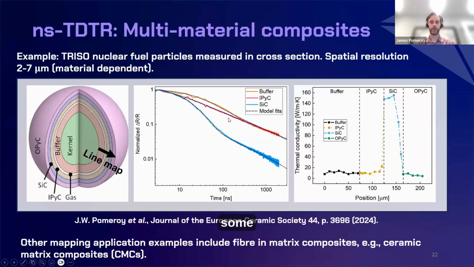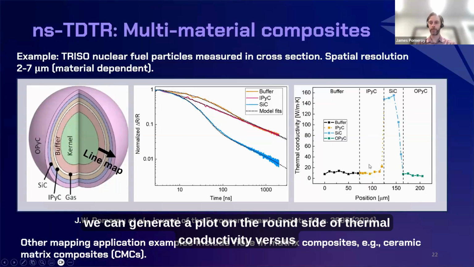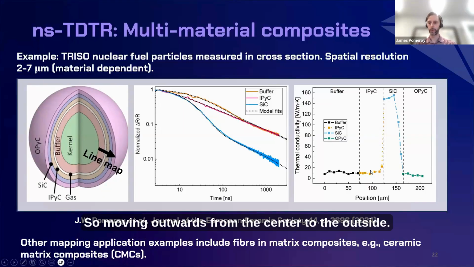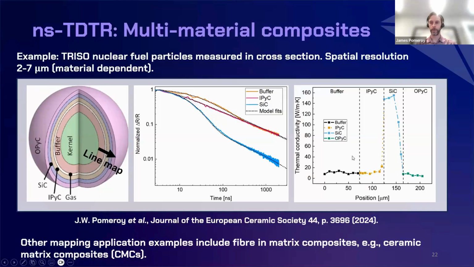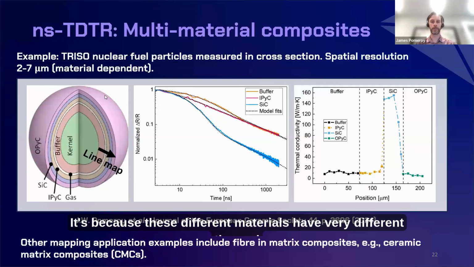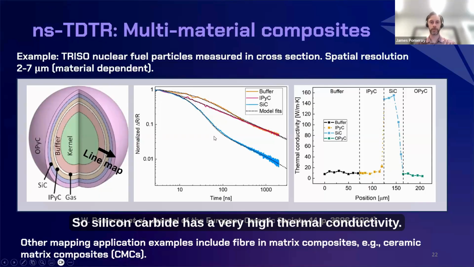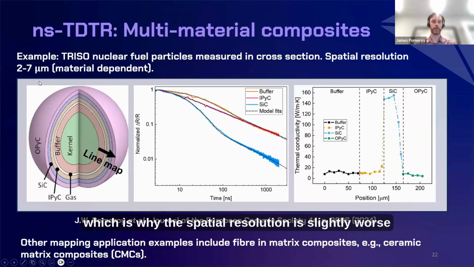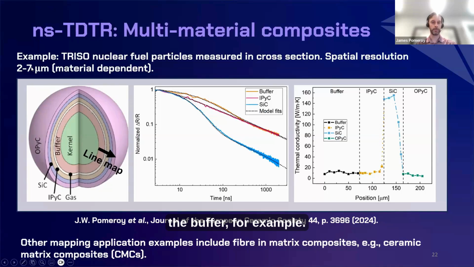The central plot shows some example measured traces on the different materials, and by fitting that, we can generate a plot on the right-hand side of thermal conductivity versus position, moving outwards from the center to the outside. The spatial resolution here was 2 to 7 microns. You may question why the spatial resolution is varying. It's because these different materials have very different thermal diffusivity. Silicon carbide has a very high thermal conductivity. Heat spreads during the measurement, which is why the spatial resolution is slightly lower in the silicon carbide than in the buffer, for example.